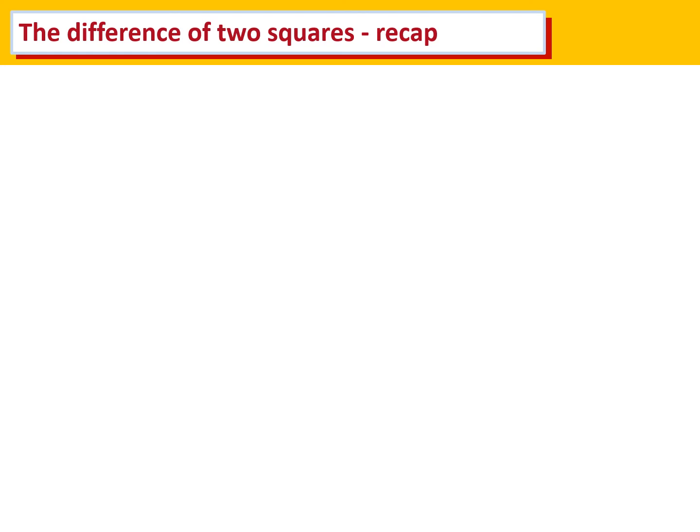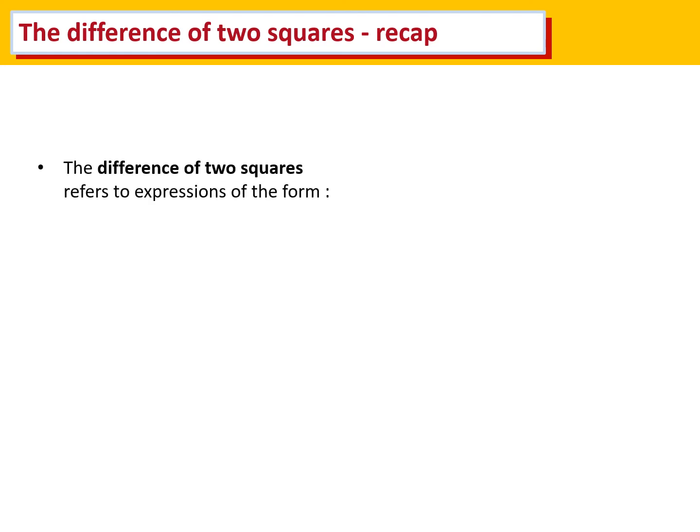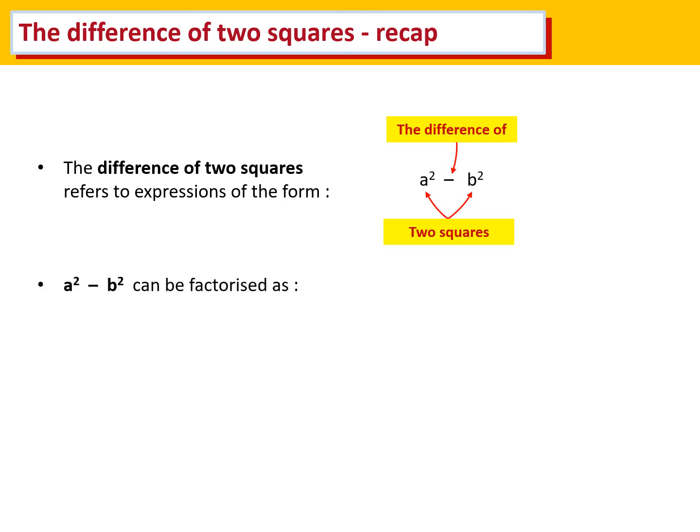So let's put that all together in a recap. The difference of two squares refers to expressions of the form a squared subtract b squared, or something squared subtract something else squared. The difference of two squares. A squared subtract b squared can be factorized and rewritten as a plus b in brackets times a subtract b in brackets.